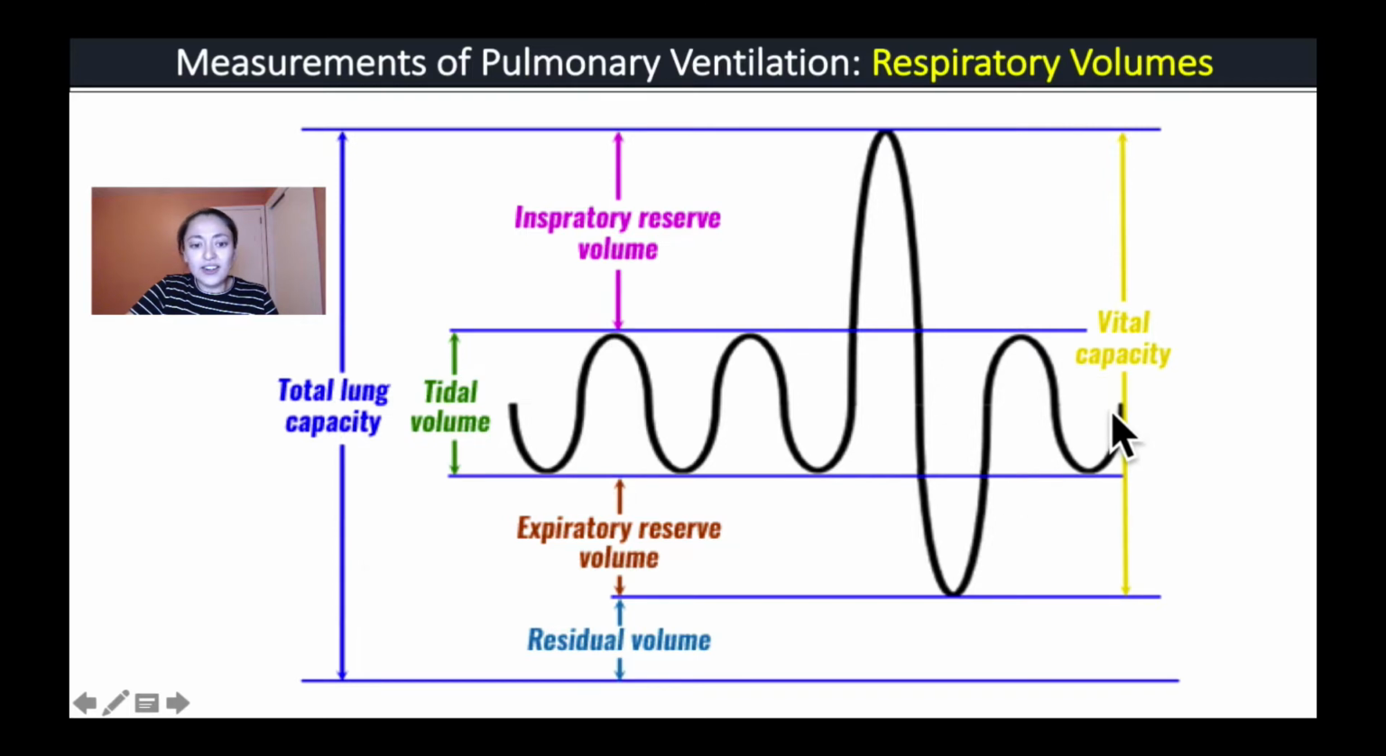You can see here that the vital capacity is the maximum I can breathe in and the maximum I can breathe out. So if I add this inspiratory reserve volume plus the tidal volume plus the expiratory reserve volume, that gives you my vital capacity. And then the residual volume, you can't really change that, because that's just what's left inside your lungs.